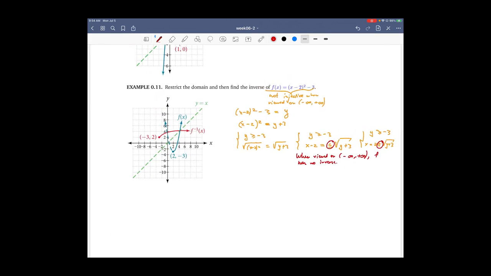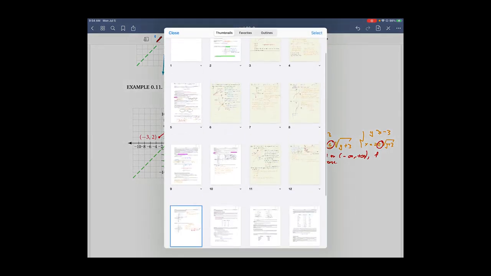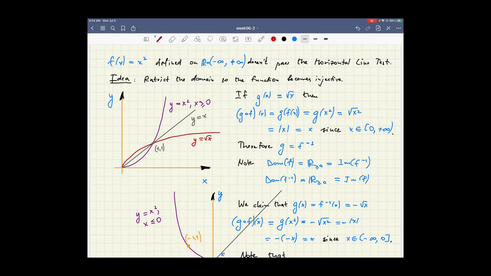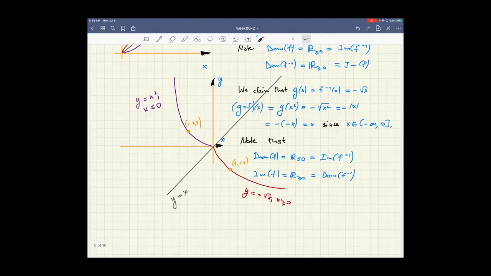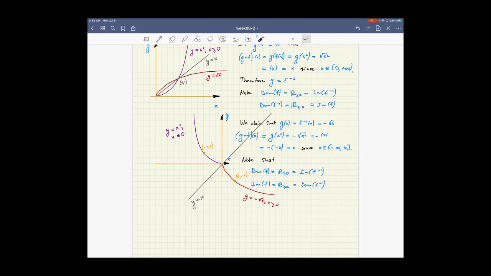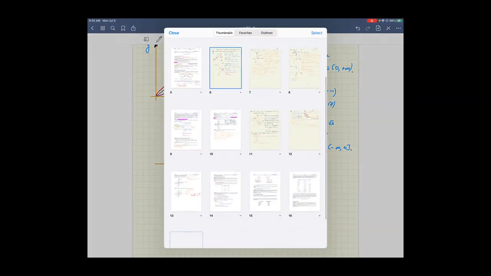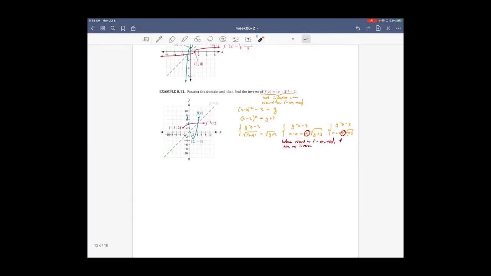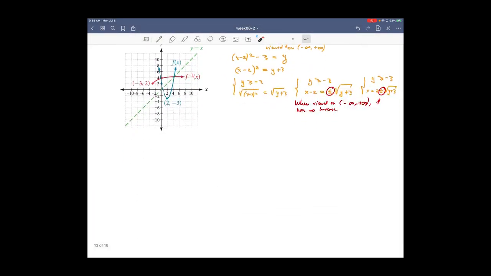Just like in one of the examples we had in the past, there are two ways to restrict that function to obtain an inverse. Remember, we restricted x squared to non-negative reals and got one inverse, root x. And then we restricted the same function x squared to non-positive real numbers and got another inverse, negative root x. We will do something similar here, and we will end up with different inverse functions.